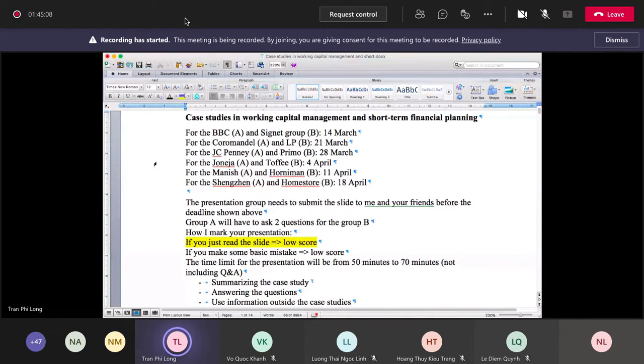So remember the deadline, okay? And another thing, okay? In the slide, you have to write the names of the members, okay? Last year, a few groups didn't write the names of the members in the slide, so it took me a lot of time to find which student belonged to which group. So this year, try to remember to write the names of your members in the slide.